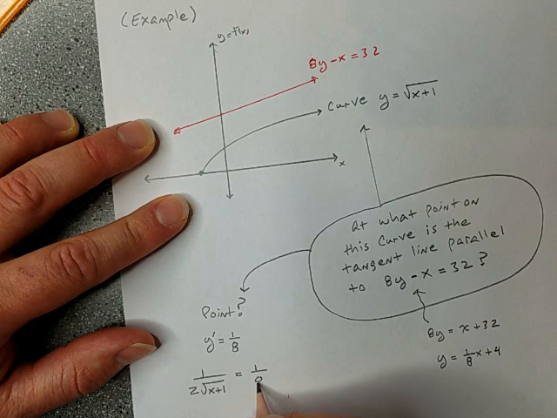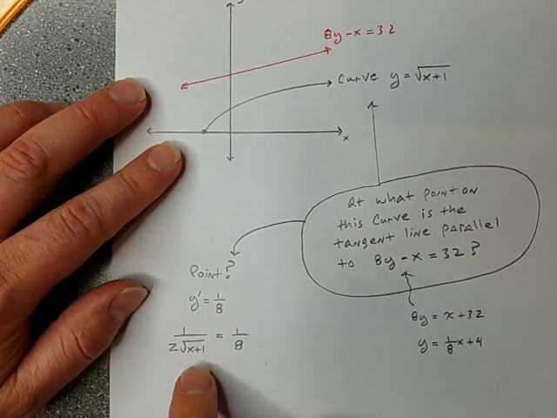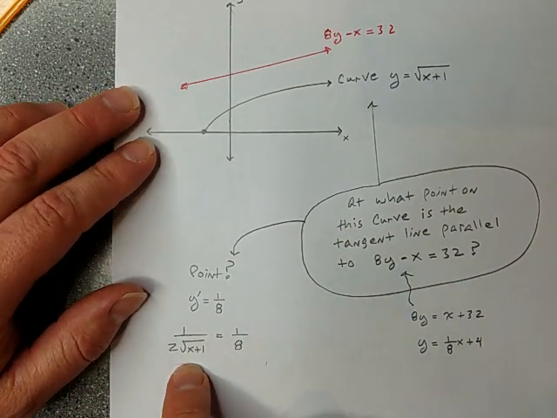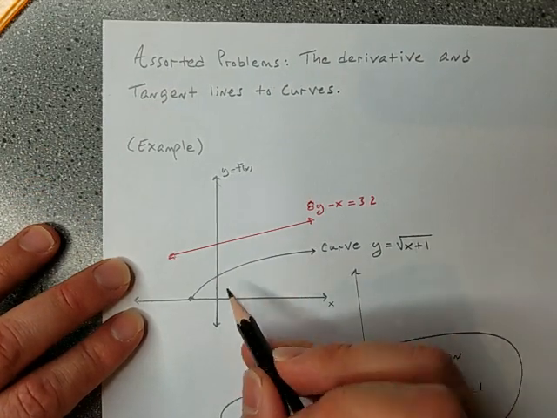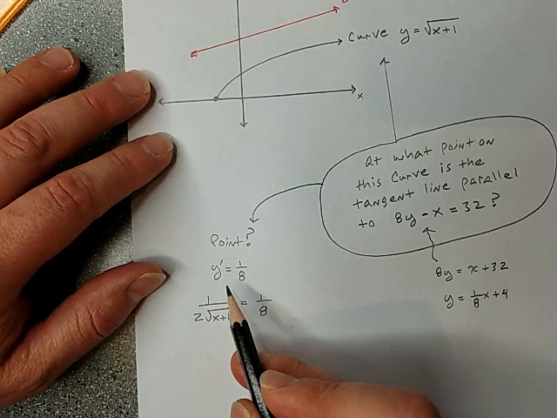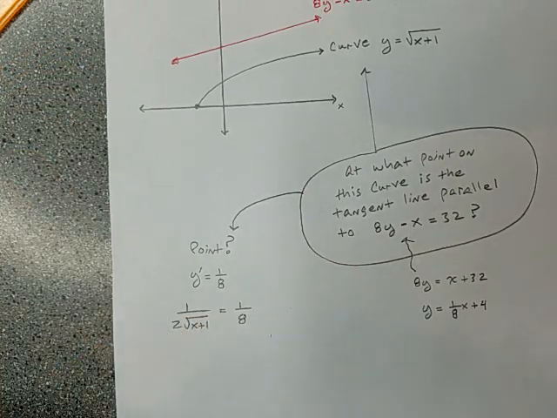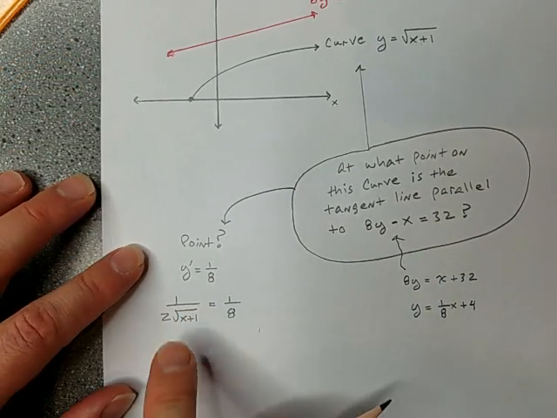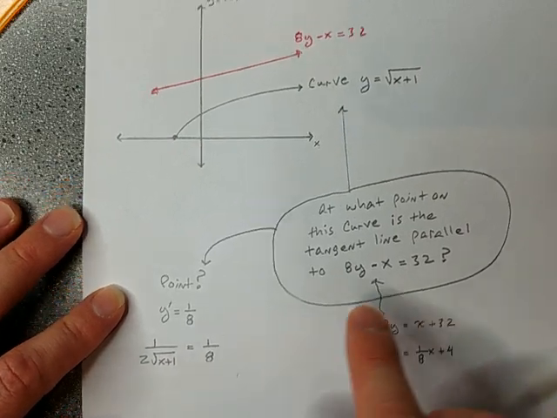And if we force that to be 1 over 8, we solve it for x. And what's x? x is going to be the x coordinate on the curve that makes y prime, the slope of the tangent line, what we want it to be. So if you just solve this for x, you'll find the point.